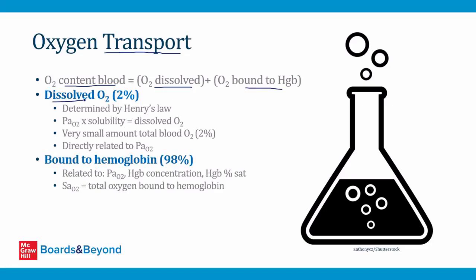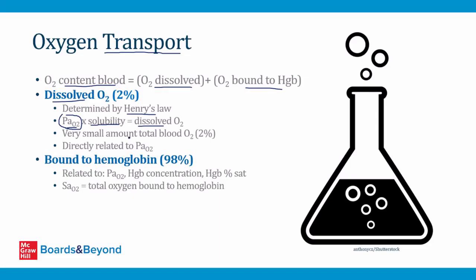The dissolved oxygen only makes up about 2% of the total oxygen content of blood, and the amount of dissolved oxygen in our blood is determined by Henry's law. Henry's law says that the dissolved oxygen is equal to the solubility of oxygen in blood times the PaO2. And PaO2 is the partial pressure of oxygen in our arterial system. You can basically think of it like a concentration of oxygen in our arterial system.